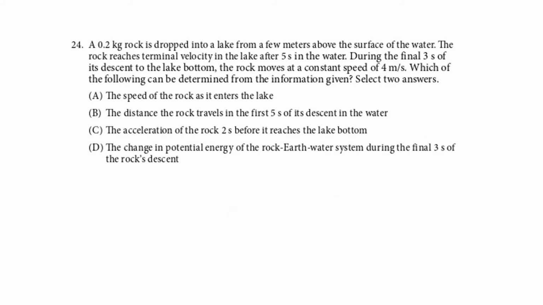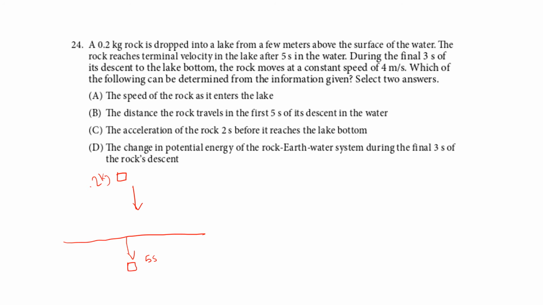All right, a 0.2 kilogram rock is dropped from a few meters above the surface of the water in a lake. All right, let's draw a picture for this one. So here's the water. Here's the rock. It's 0.2 kilograms. The rock reaches terminal velocity in the lake after 5 seconds in the water. So it's going to hit the water, it's going to keep going, and after 5 seconds it's going to have terminal velocity. All right, that means it's not accelerating anymore, constant speed.